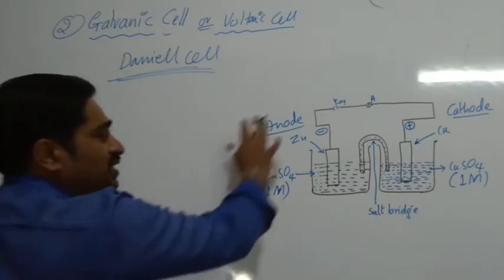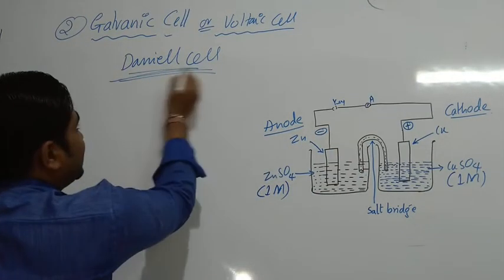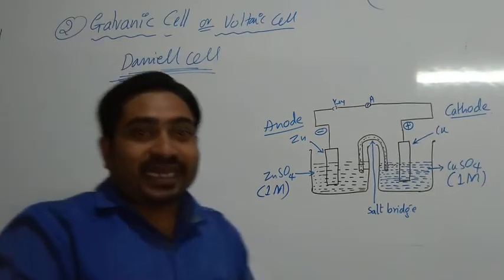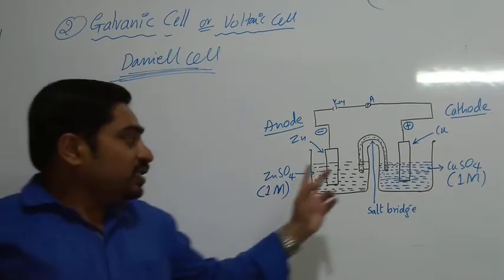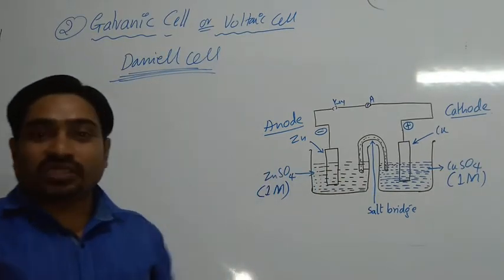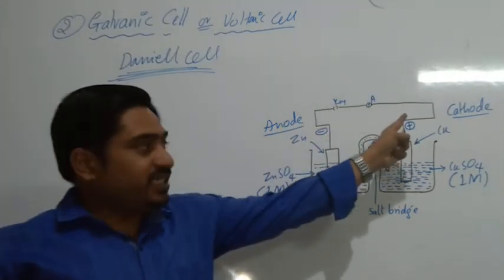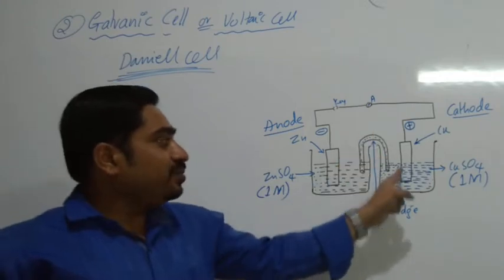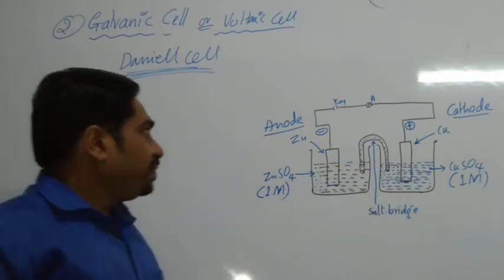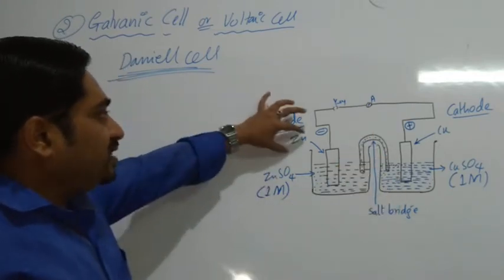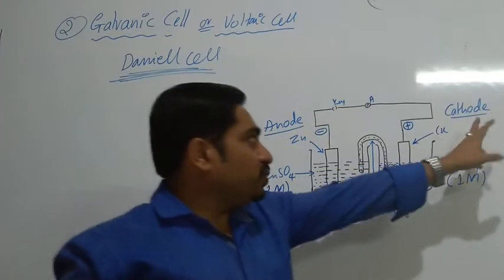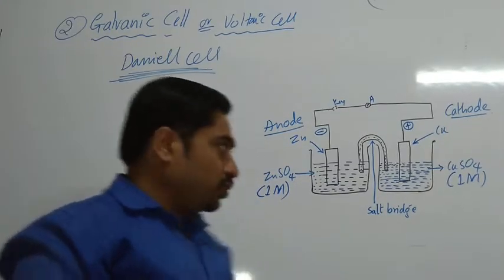So this is the experimental setup for Daniell cell. It consists of two electrodes. Two electrodes are externally connected by electrical conducting wire, and they are internally connected by using a salt bridge. So the anode is made up of zinc electrode and the cathode is made up of copper electrode.